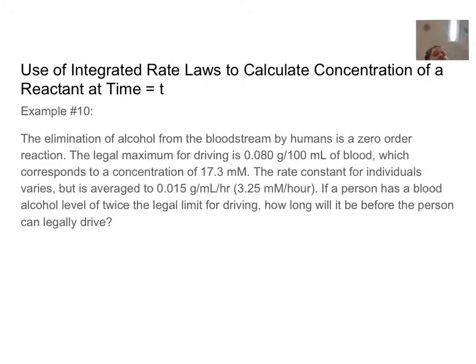In this example here, we're talking about the elimination of alcohol from the bloodstream by humans, which is a zero order reaction. So that tells me that I'm going to want to use this formula here, because that's my zero order reaction. The legal maximum for driving is 0.08 grams per 100 milliliters, which corresponds to a concentration of 17.3 millimolar. The rate constant for individuals varies, but it's averaged to be 0.015 grams per 100 milliliters per hour, which comes out to be 3.25 millimolar per hour. So if a person has ingested enough alcohol to be twice the legal limit for driving, how long will it be before that person can legally drive?